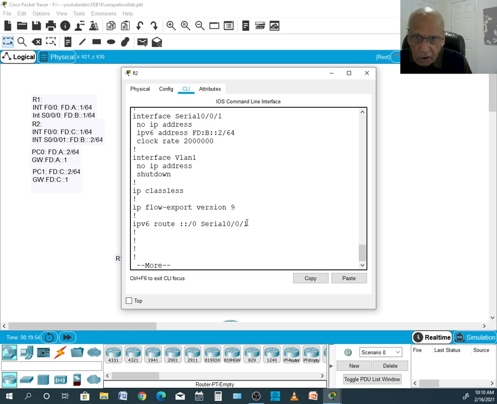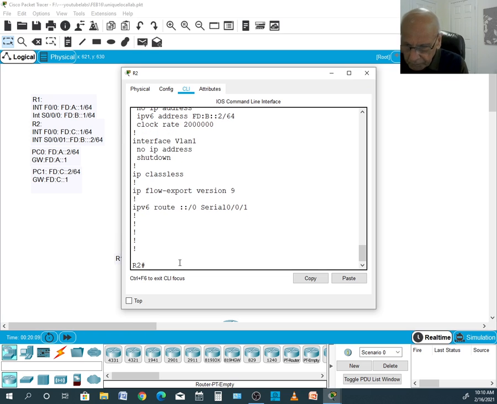Serial 000, this is your outgoing interface. You can use the next hop address also, but it's up to you. So once you have done it, let's go and check the show IP route command. After configuring all that, make sure you say show IPv6 route.